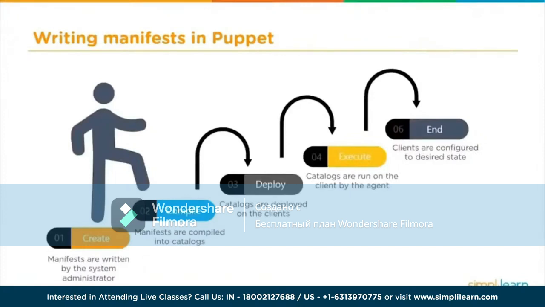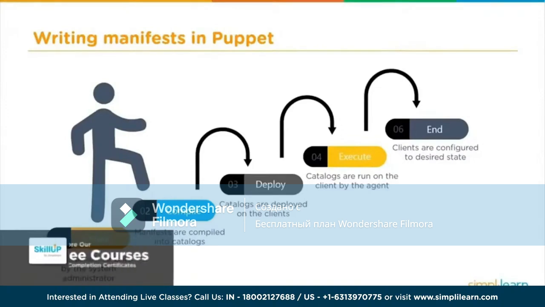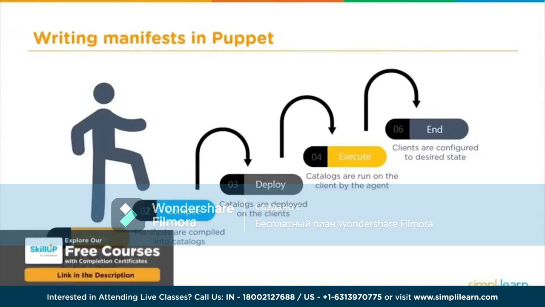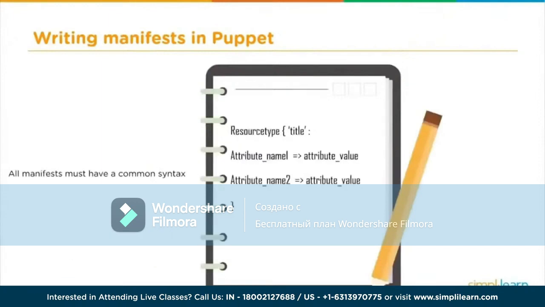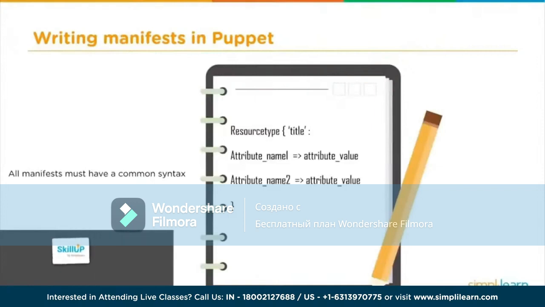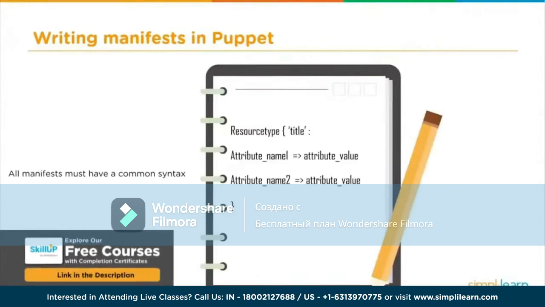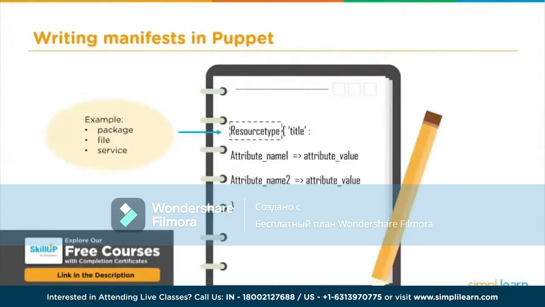2. Compile your manifest, and it's compiled into a catalog. 3. Deploy. The catalog is then deployed onto the clients. 4. Execute. The catalogs are run on the client by the agent. And clients are configured to a specific and desired state. If we actually look into how a manifest is written, it's written with a very common syntax. If you've done any work with Ruby or really configuration of systems in the past, this may look very familiar to you.